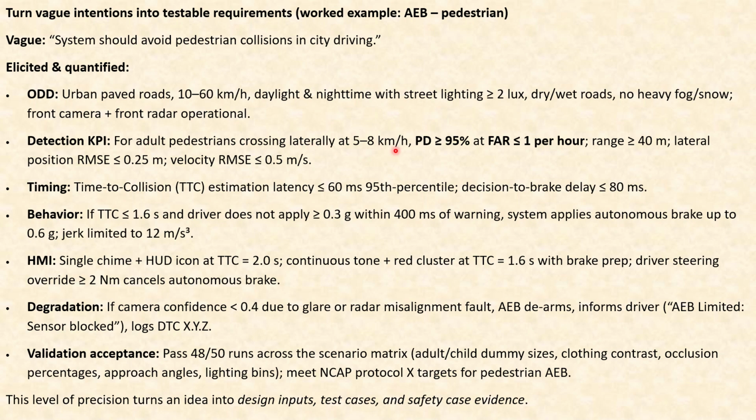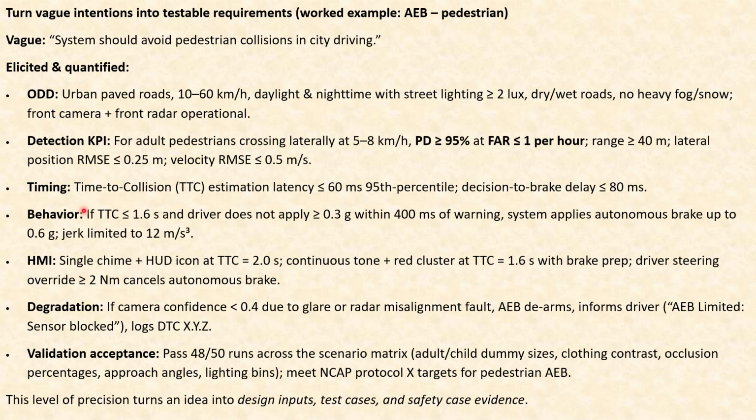Now, when it comes to the detection metric or detection KPI: adult pedestrians crossing laterally at 5 to 8 kilometers per hour. Usually adult pedestrians crossing the road do so at a velocity of 5 to 8 kilometers per hour. PD greater than or equal to 95% at FAR less than 1 per hour, and range distance greater than 40 meters, and lateral position RMSE less than or equal to 0.25 meter, and velocity RMSE less than or equal to 0.5 meter per second.